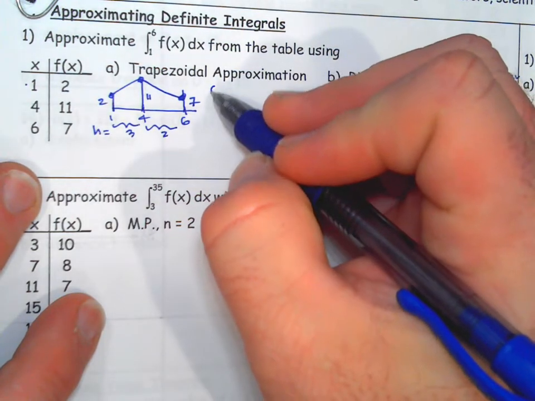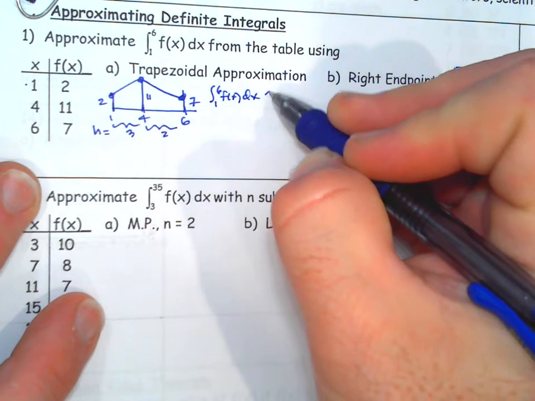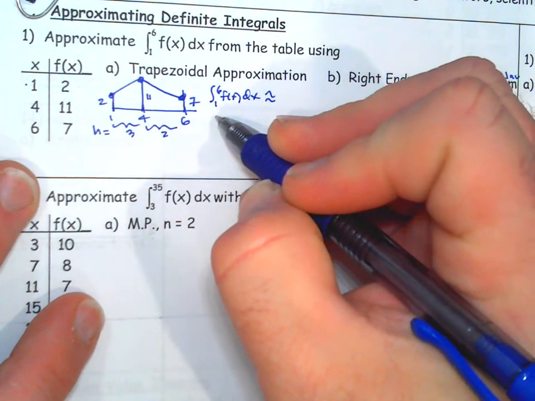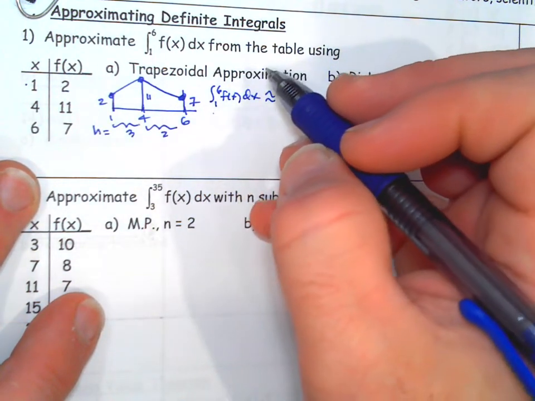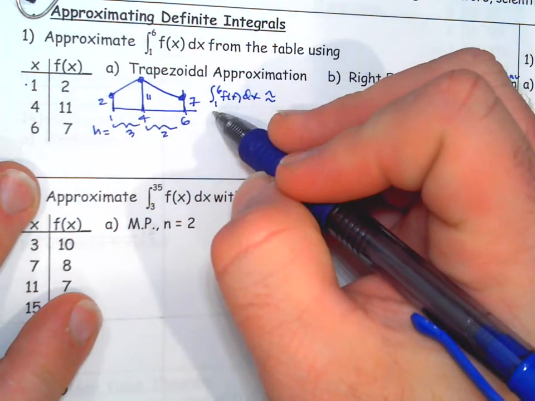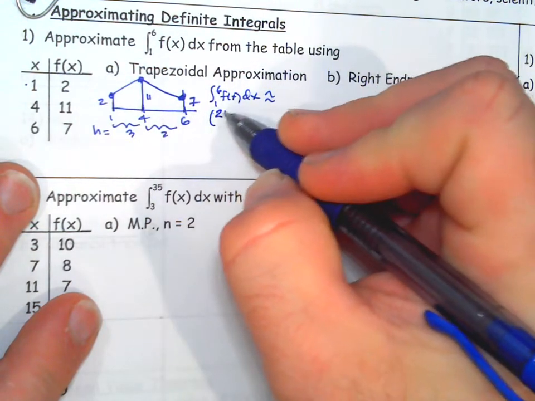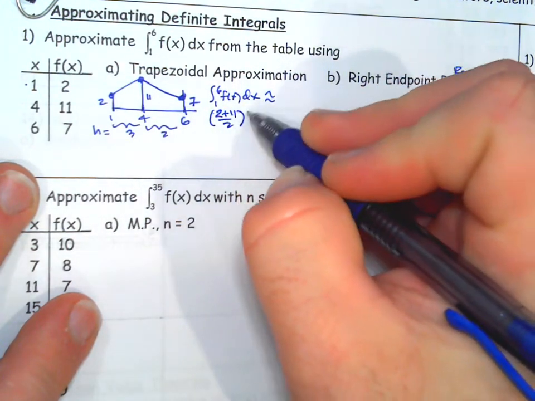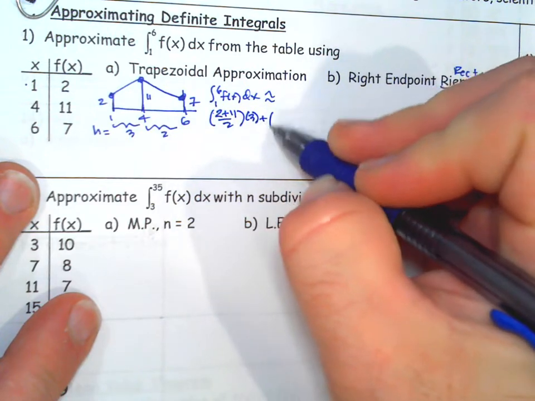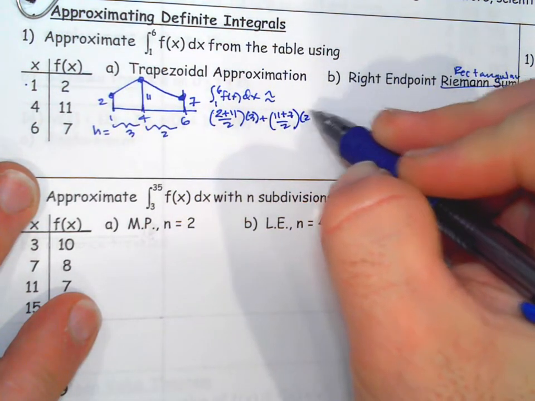So the integral from 1 to 6 of f of x dx is approximately, you've got to show your work, the area of the trapezoid. The area of a trapezoid is just the area of a rectangle, base times height. That's it. It's simple. Easy to remember, base times height. There's two bases, so we average the bases. (2 plus 11) divided by 2 times the height. (11 plus 7) divided by 2 times the height.